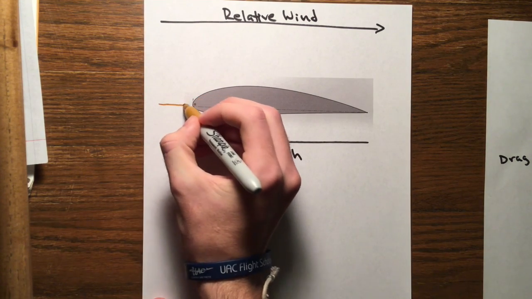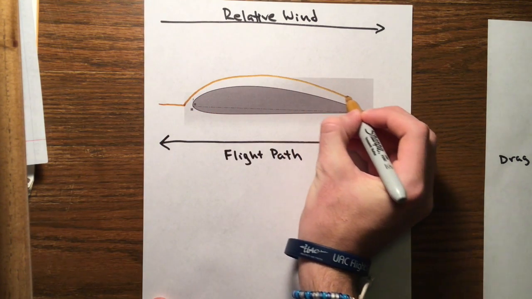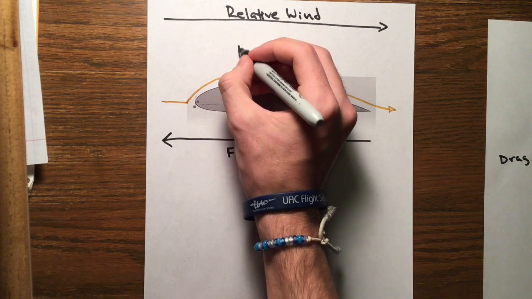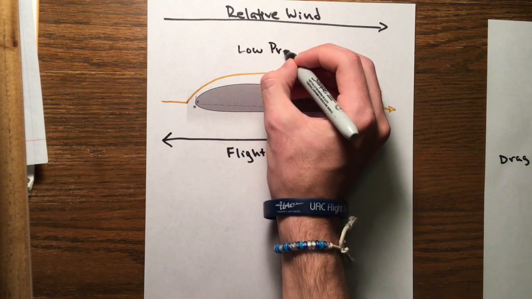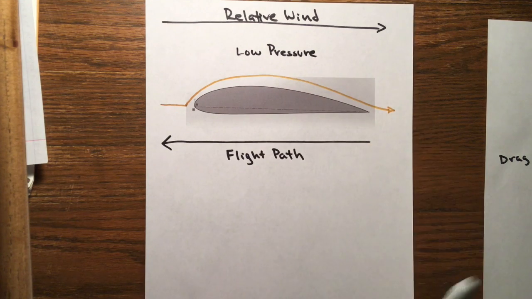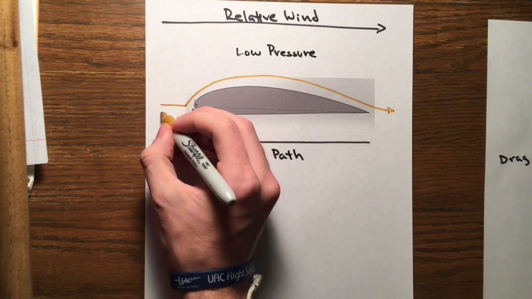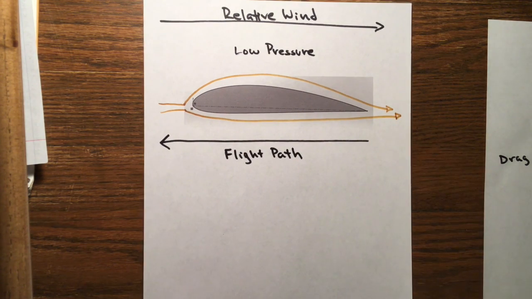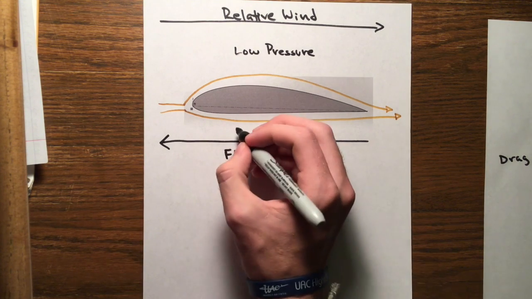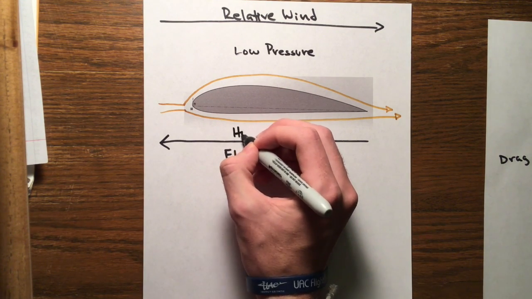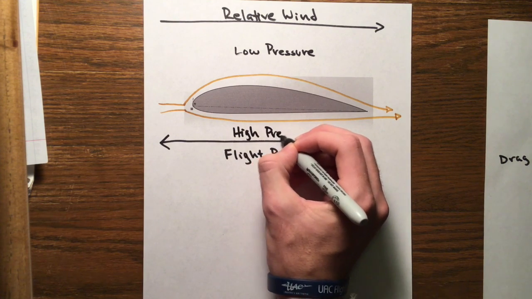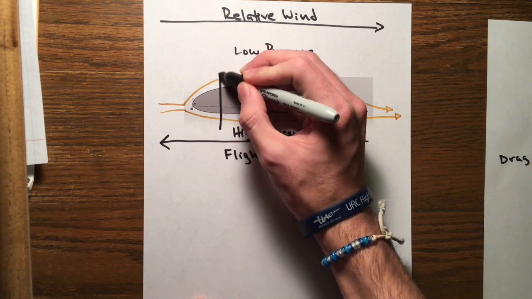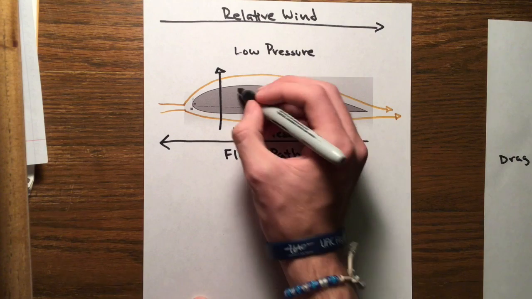As the air moves up and over the wing, it speeds up, creating an area of low pressure. The pressure here is lower than the pressure moving under the wing. So this ends up with a result of a high pressure area under the wing and a low pressure area above the wing. This causes the wing to be pushed upwards, which results in lift.